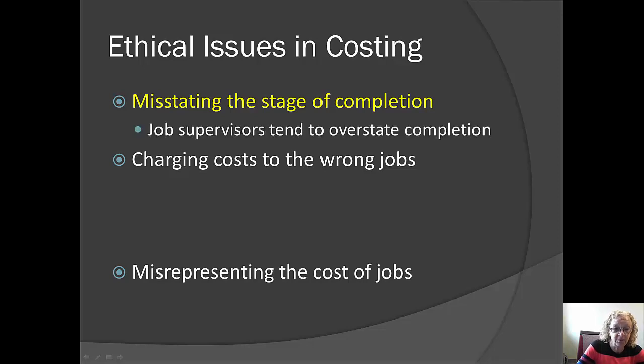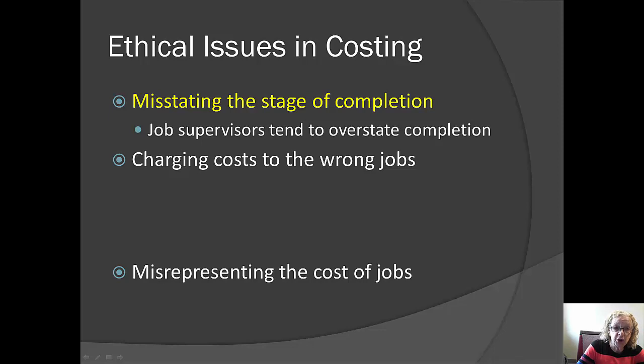And human nature being what it is, people tend to want more credit for the work that they've done in this period, probably to achieve a bonus. So we need to be aware that job supervisors may overstate the completion of jobs. Of course, net over a long period of time, you can't keep gaming the system because overstating in one period means you get less credit in the following period.